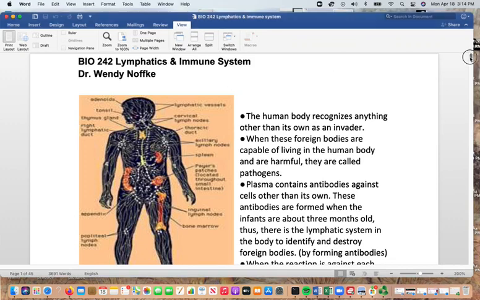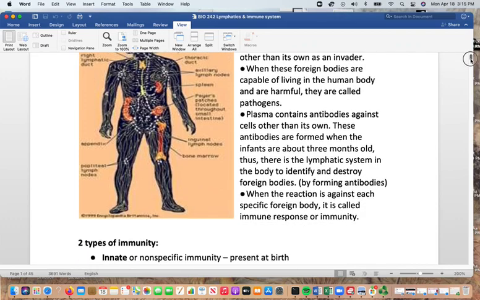So your plasma is going to contain antibodies against cells that are not your own. These are formed when an infant is about 3 years old. So you're going to have a lymphatic system in the body that's going to help to identify and destroy these foreign invaders. And it does this through antibodies. So when you have a reaction against a specific foreign body, we call it an immune response or immunity.